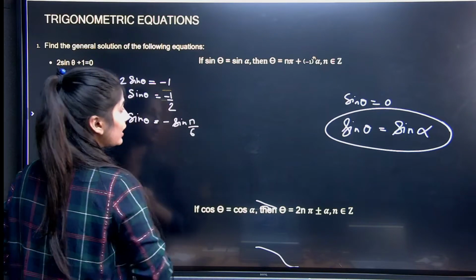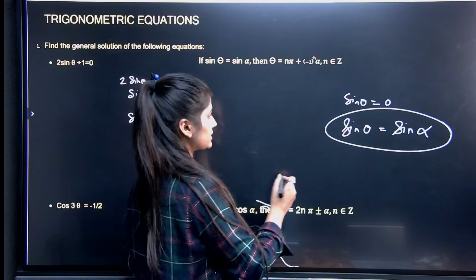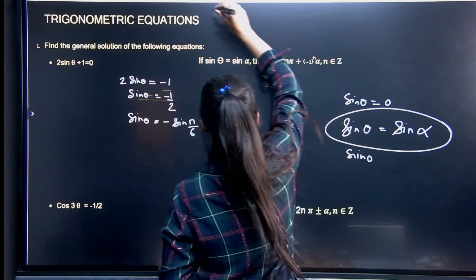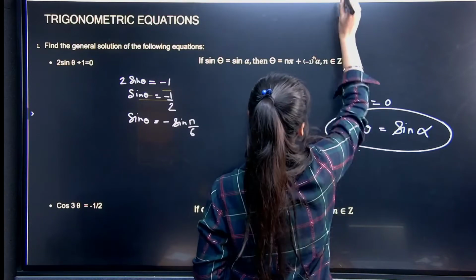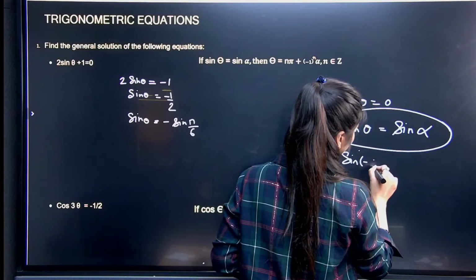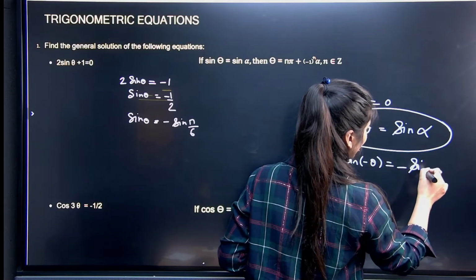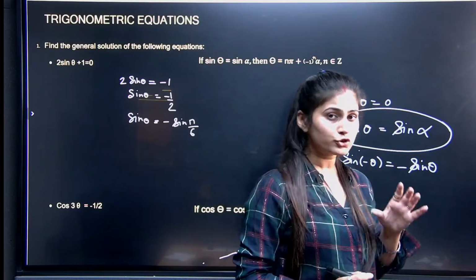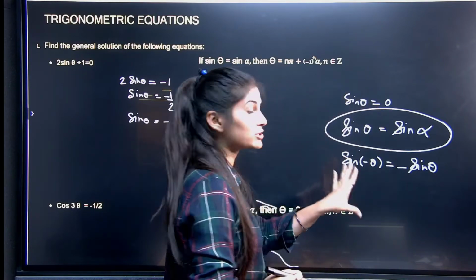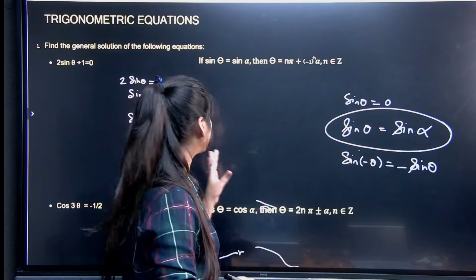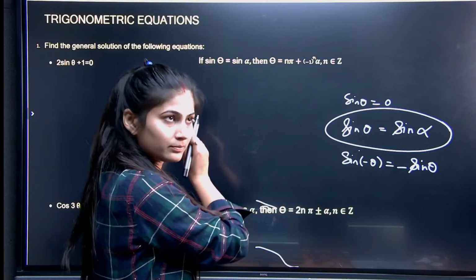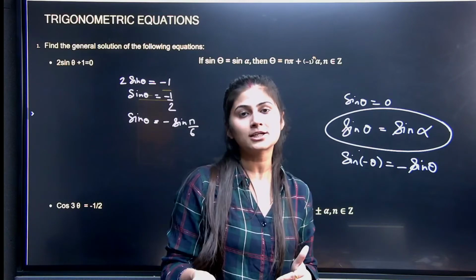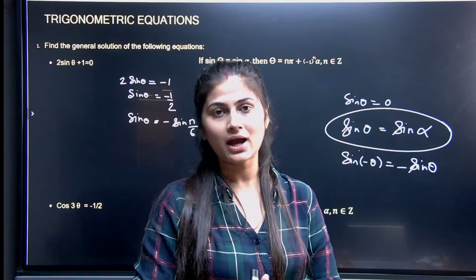Okay. Now in odd even function we have discussed that sine minus theta is equal to minus sine theta. Similarly, cosec minus theta is equal to minus cosec theta. So, whenever we have to solve a question which is in the form of sine or cosec, then we will follow a particular method. But if we have a question asking about cos theta is equal to cos alpha, then we have to apply quadrant rule.